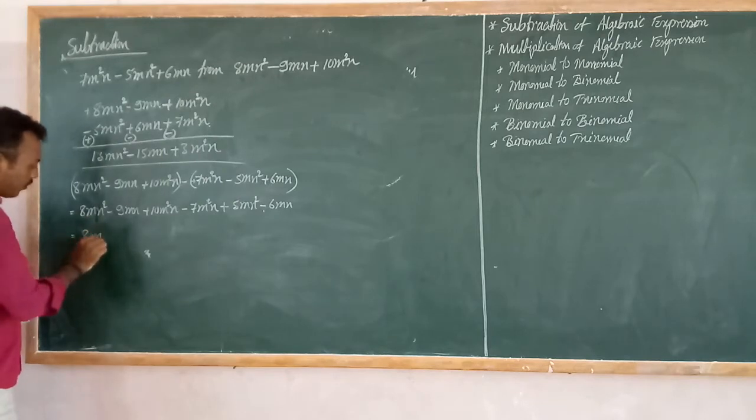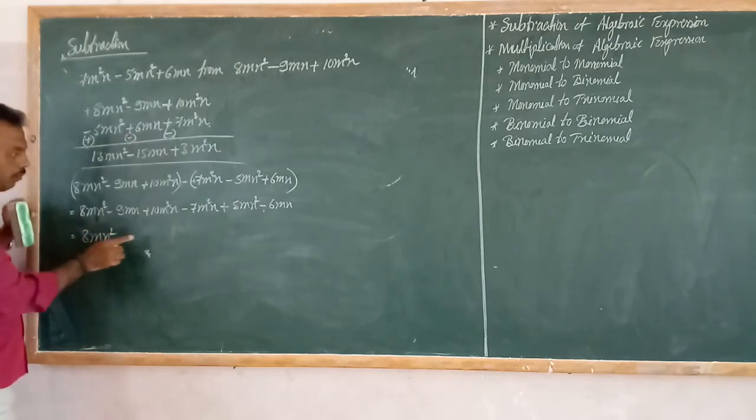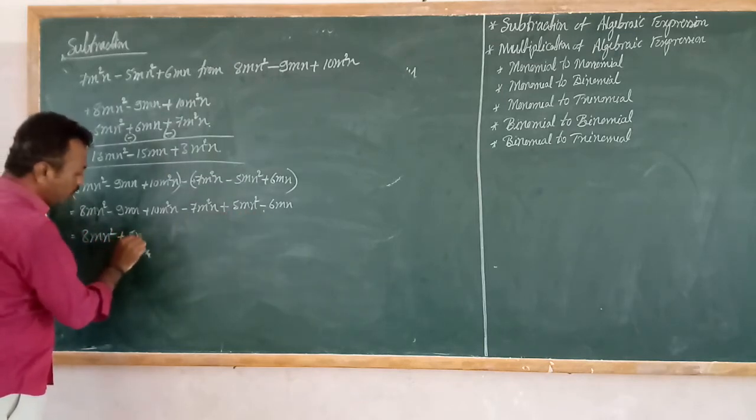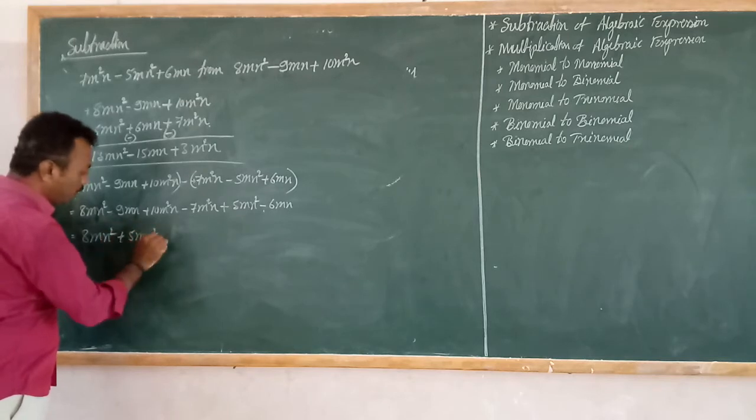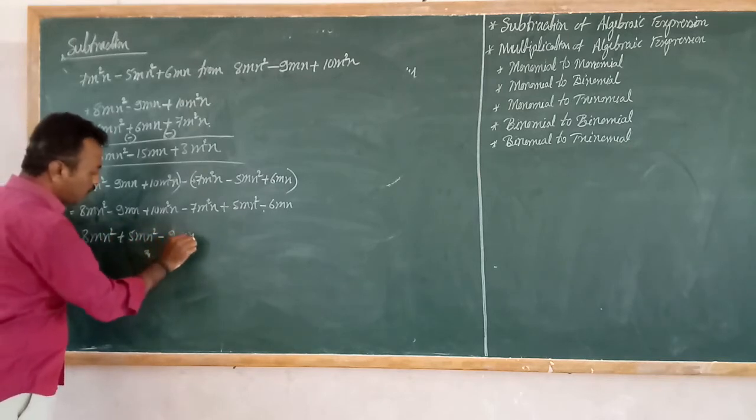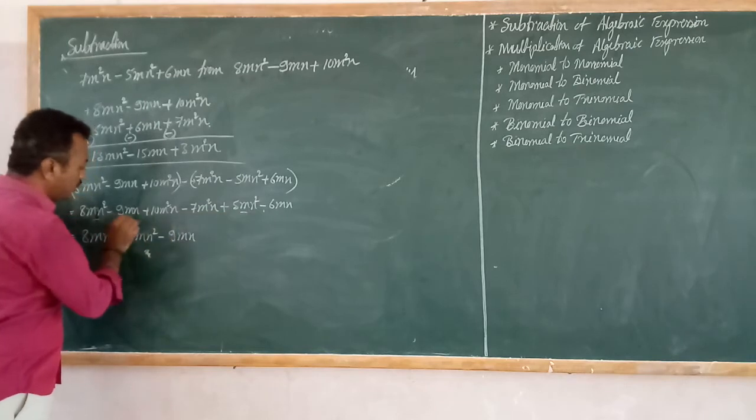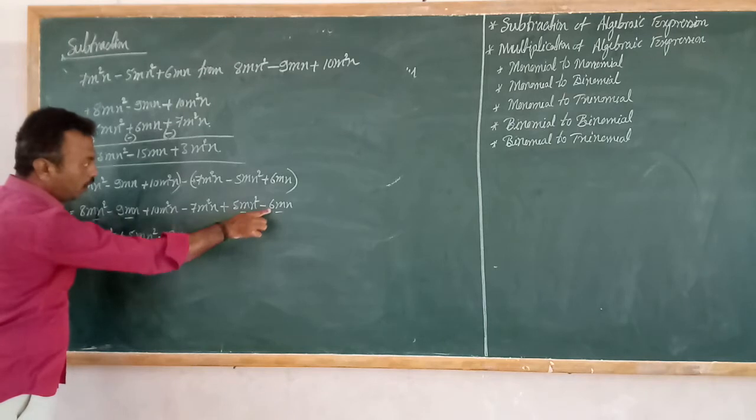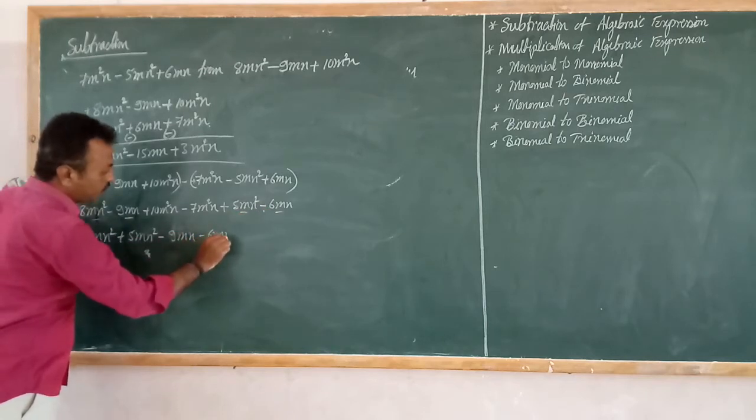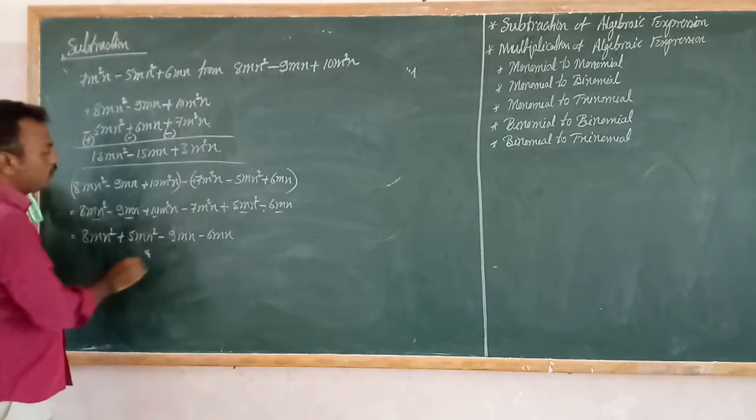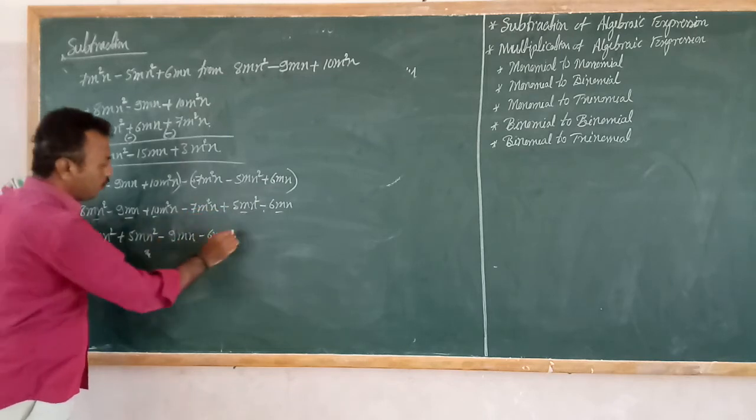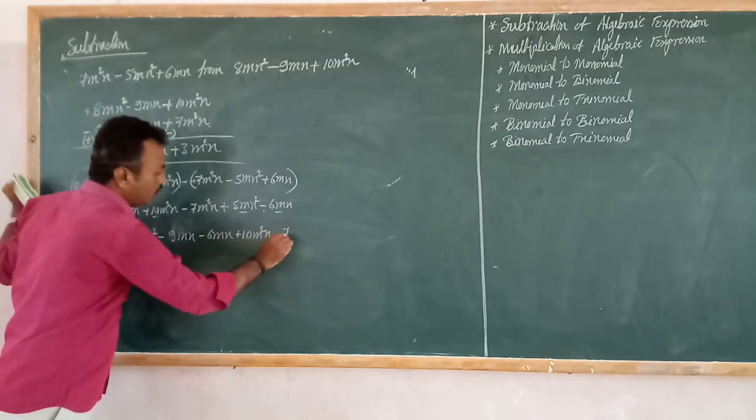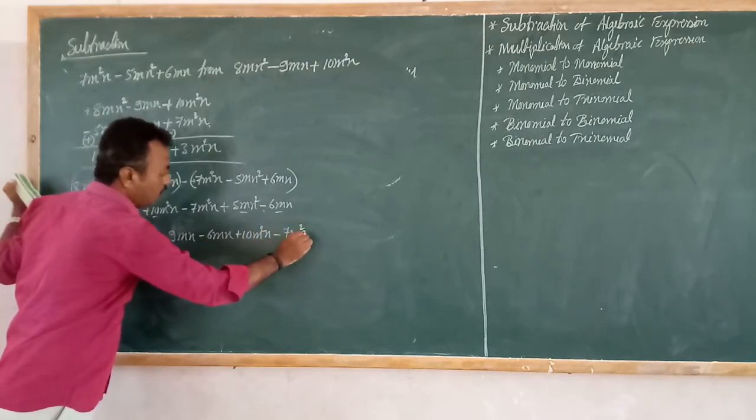See, 8mn square is there. Where is the mn square term? Here, so plus mn square, plus 5mn square. After that, minus 9mn is there, and the mn term here, so minus 9mn and minus 6mn. The remaining two terms, 10m square n and 7m square n, so plus 10m square n minus 7m square n.